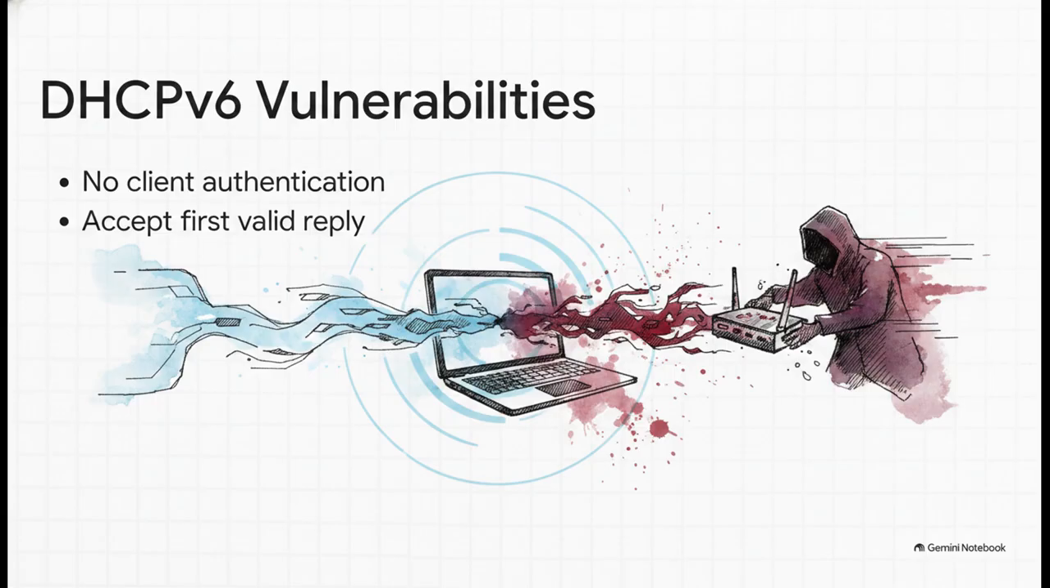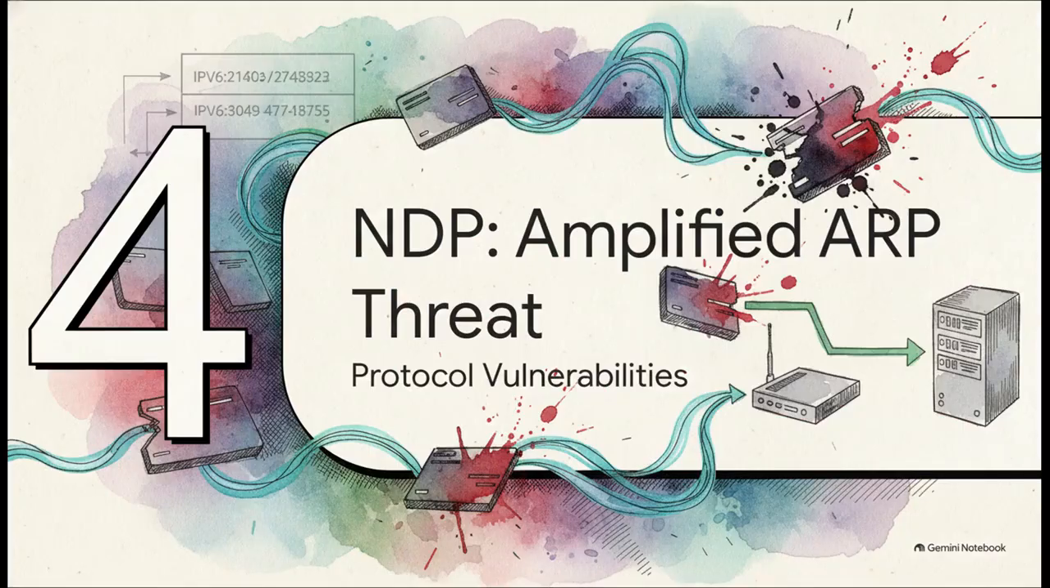But the terrifying reality is that it's way less commonly deployed than its IPv4 counterpart. Without DHCPv6 Shield active, every single client on your segment is at risk of silently receiving a poisoned network configuration. Next up is Section 4, NDP, or Amplified ARP Threats.